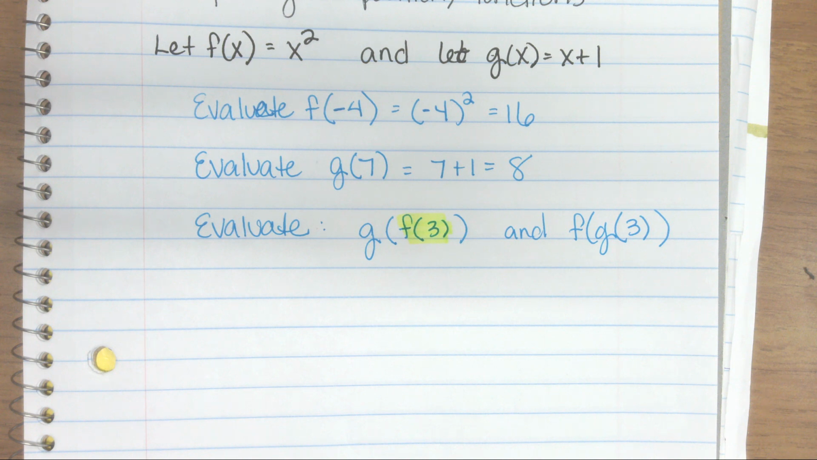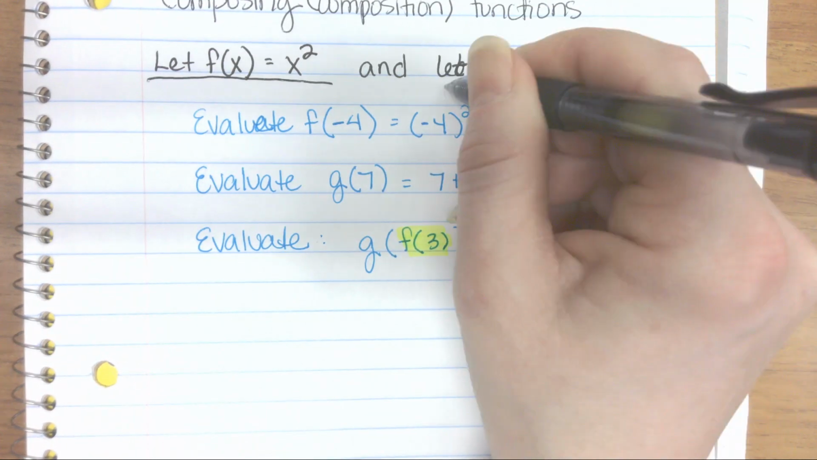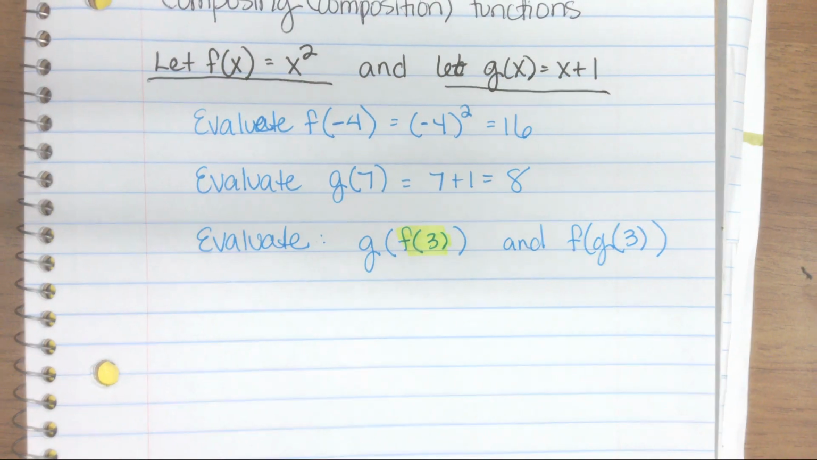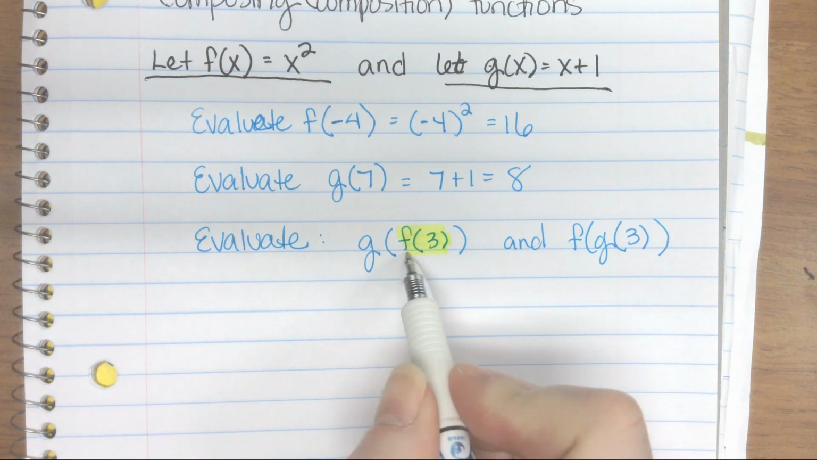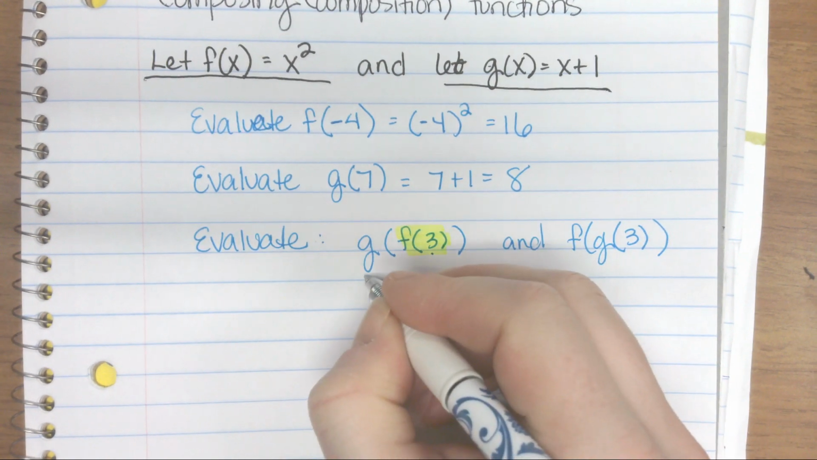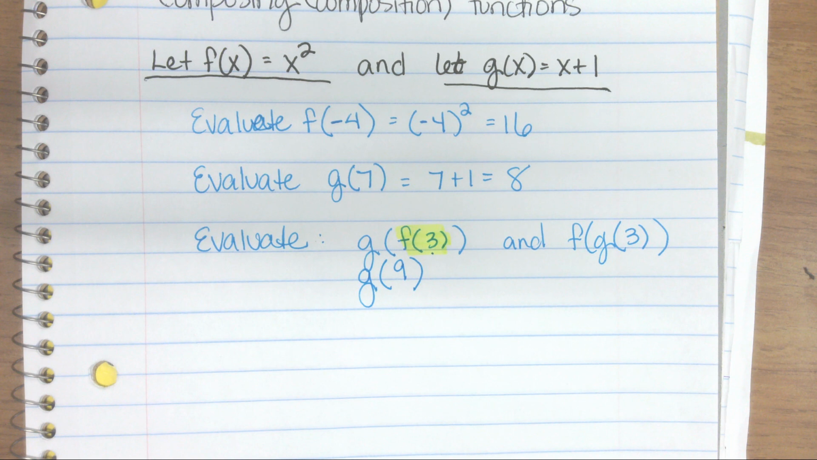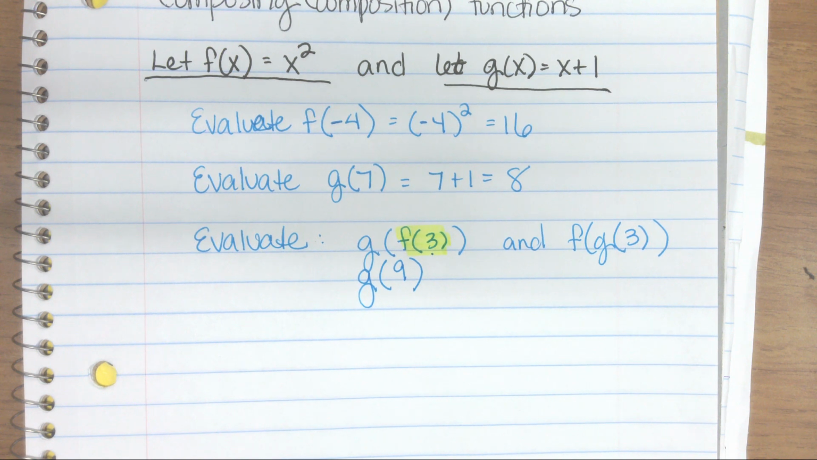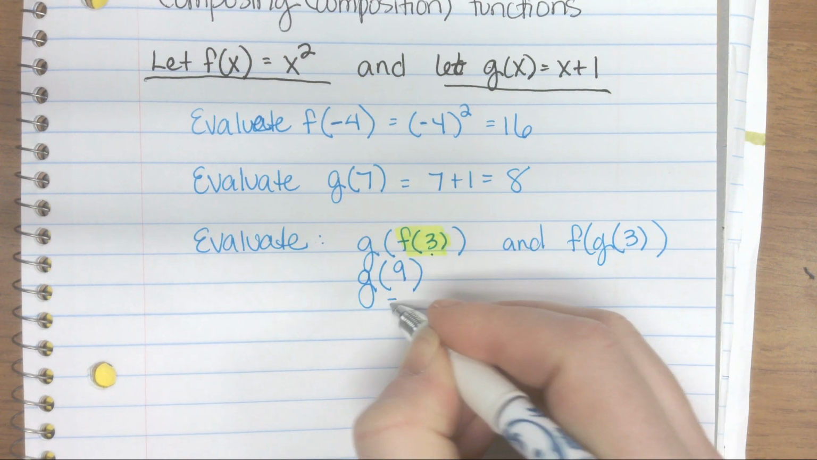What is f of 3? Go back up to my function up here. What is f of 3? 9, okay? So we're going to evaluate that f of 3. It's 9, and I'm going to take out f of 3 and replace it with a 9 now. And now I'm going to evaluate g of 9, and g of 9 would be 9 plus 1, or 10.